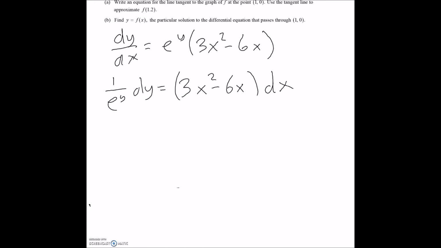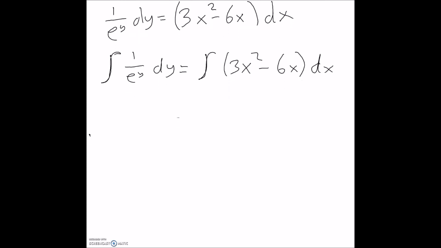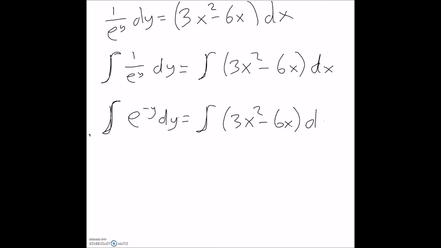Then we find the integral, or the antiderivative, of both sides. So we'd get the integral of 1/e^y dy is equal to the integral of (3x² − 6x) dx. You could simplify that to be the integral of e^(−y) dy equal to the integral of (3x² − 6x) dx.